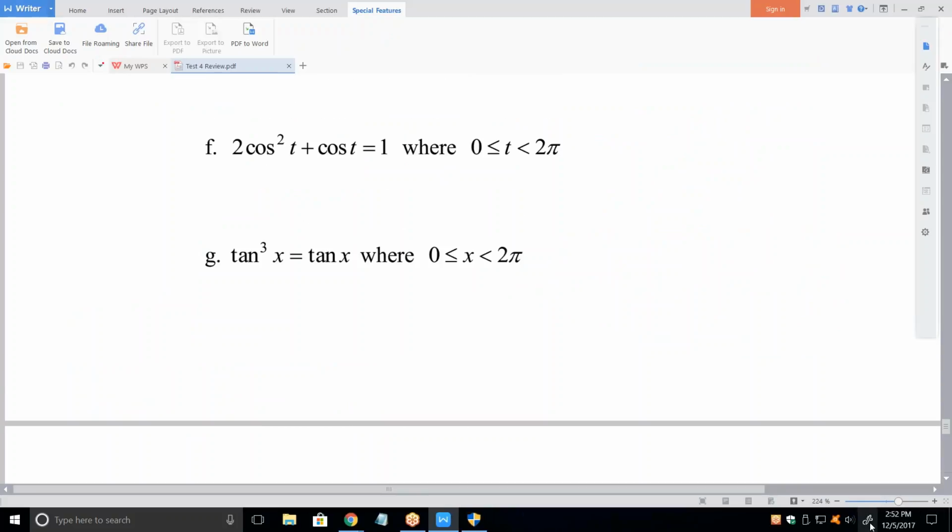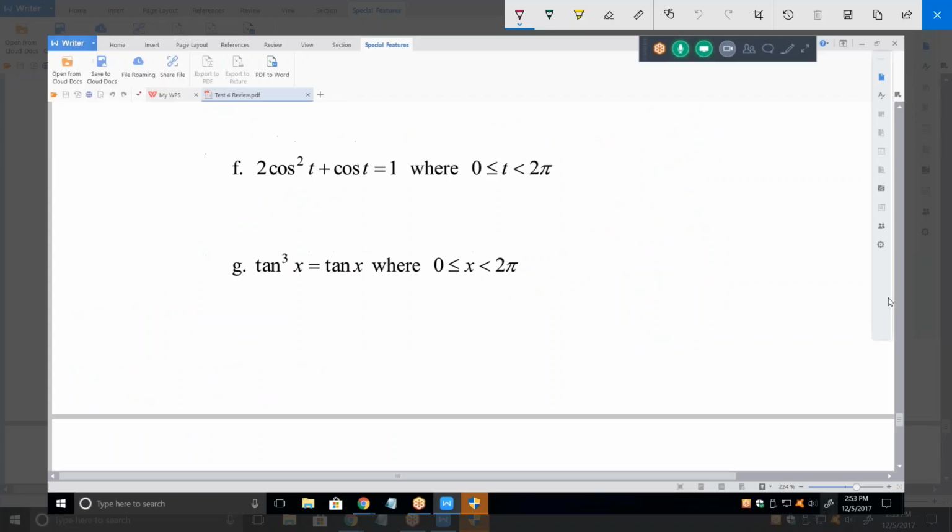What do you see when you look at this problem F? And I want you to see this. This is important. When I say, what do you see? You see quadratic. Yeah. You see trig functions, but they're a quadratic in disguise. If I had to let x equal something, what would it be? Cosine t. Okay, now what we're looking at is 2x squared plus x minus 1 equals 0, right?